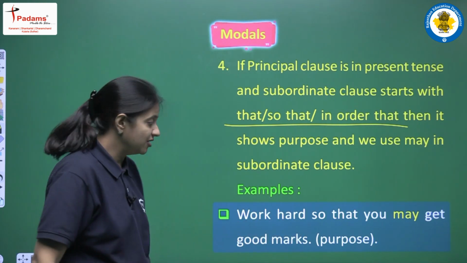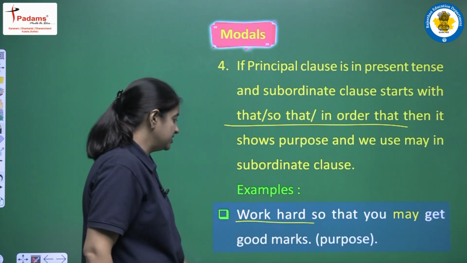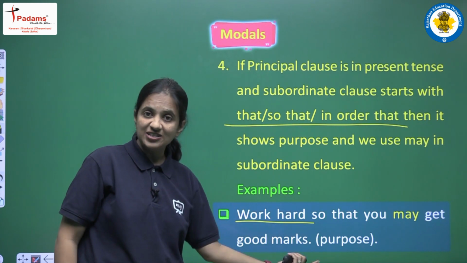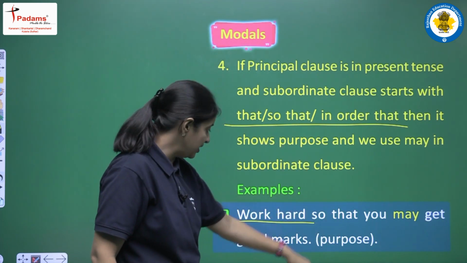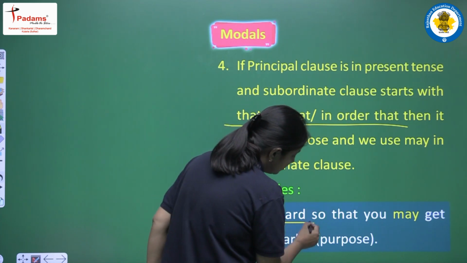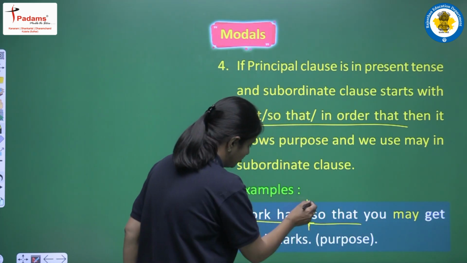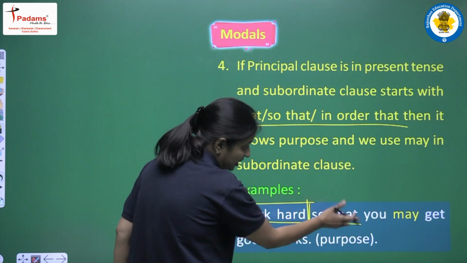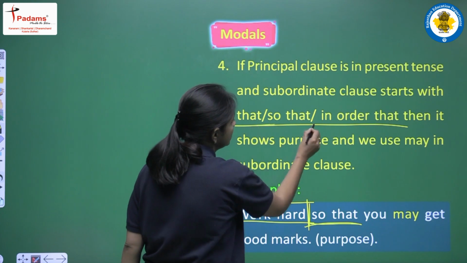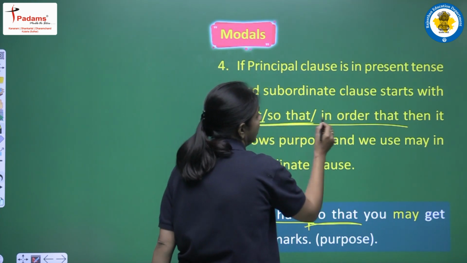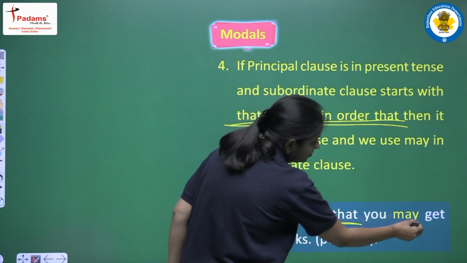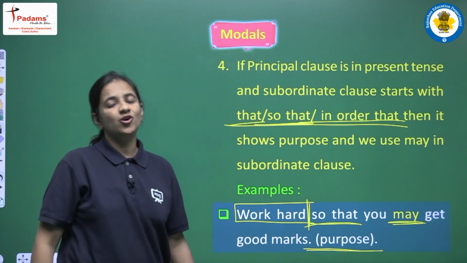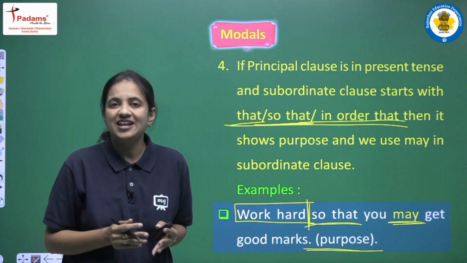So first of all, observe this thing that we are having two clauses. The first clause is work hard, and the subordinate clause, or we can say the second clause that we are having here is so that you may get good marks, and in the beginning of the subordinate clause we are having so that here. So if we are having that, so that, in order that, then we have to use may in the subordinate clause. Why? Because we want to express purpose, we want to show purpose, right? So this is the next use of may.